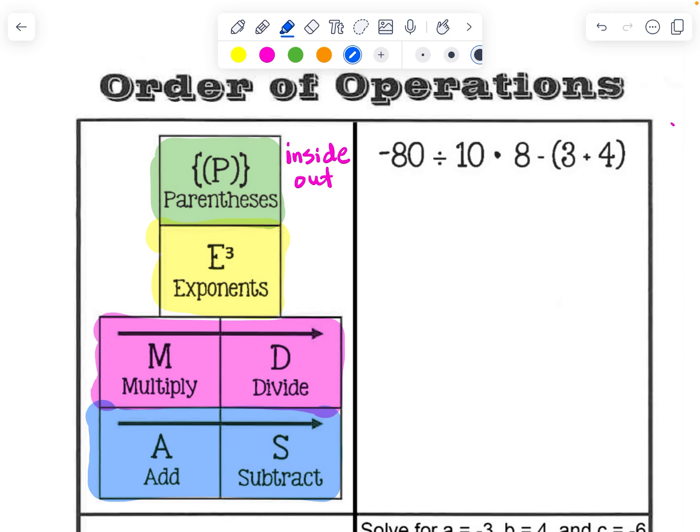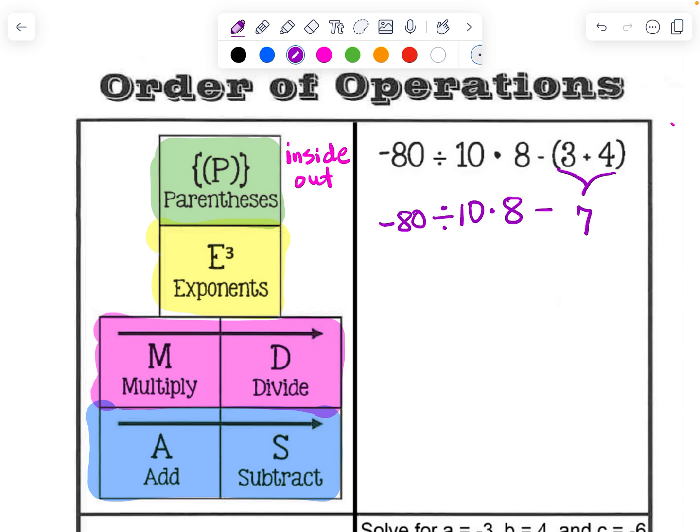We have negative 80 divided by 10 times 8 minus (3 plus 4). So the first thing is to do anything in parentheses. In this, it's 3 plus 4, which is 7. Notice the only thing I'm doing in this first step, everything else I am just copying down. So the only thing I did was 3 plus 4. Now I'm going to go through the second step and look for exponents. Now that my grouping symbols are gone, I don't see any exponents. My next step is to multiply and divide in order from left to right.